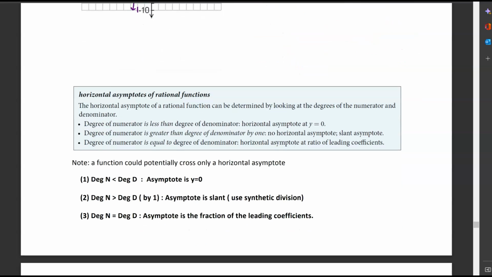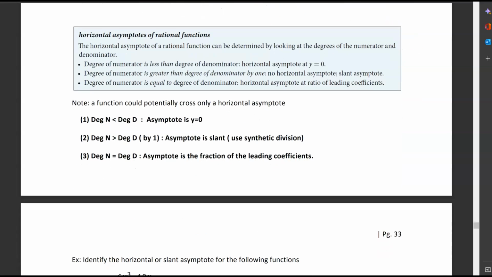All right. Horizontal asymptotes of rational functions. A horizontal asymptote of a rational function can be determined by looking at the degrees of the numerator and denominator. Remember that the numerator is on top and the denominator is on bottom. If the degree of the numerator is less than the degree of the denominator, then the horizontal asymptote is y equals 0. If the degree of the numerator is greater than the degree of the denominator by 1, there is no horizontal asymptote, but there's a slant asymptote. If the degree of the numerator is equal to the degree of the denominator, there is a horizontal asymptote at the ratio of leading coefficients.